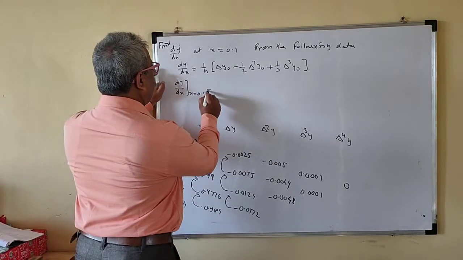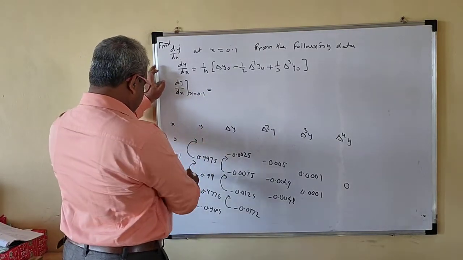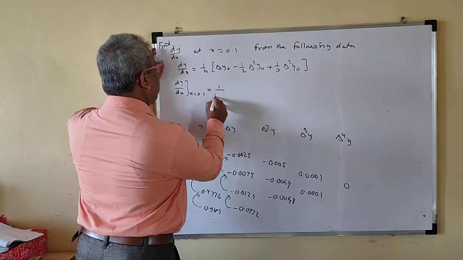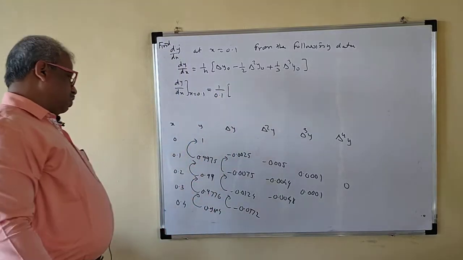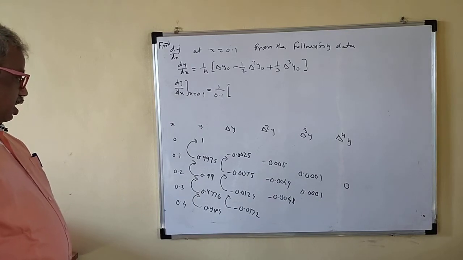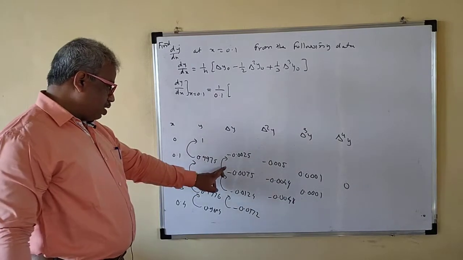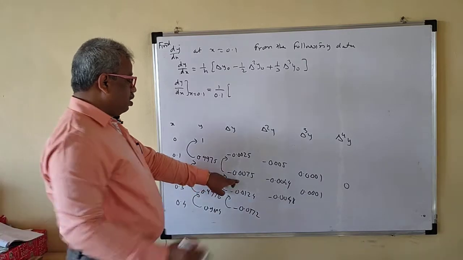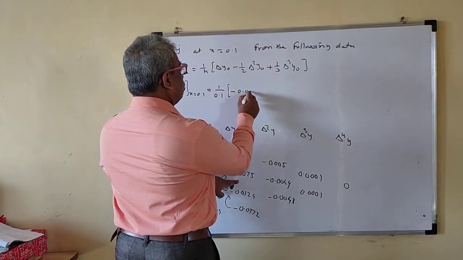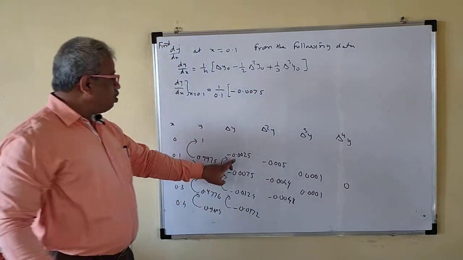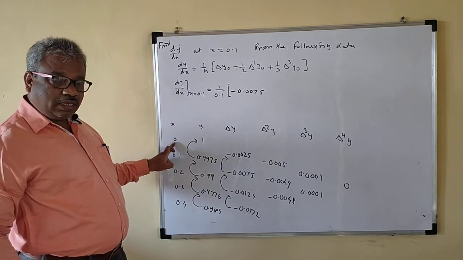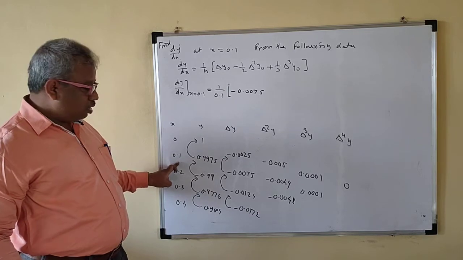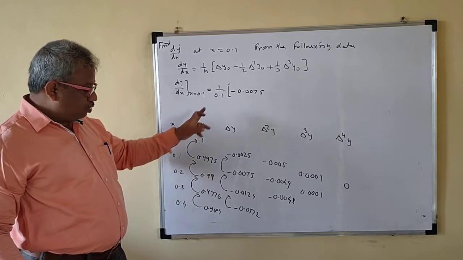Okay, so 1 upon h, the interval difference is 0.1. So 1 upon 0.1. Okay, now del y naught. So your y naught is this value, minus 0.0075. This is their y naught actually. If your x naught is 0, now your x naught is 0.1. So this is the second value. So therefore you have to write.